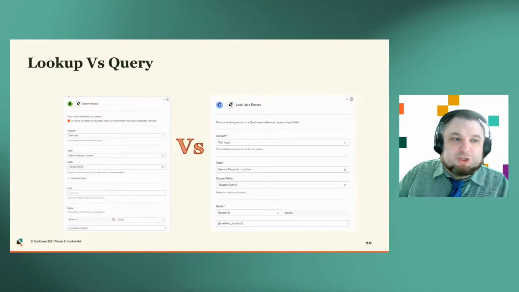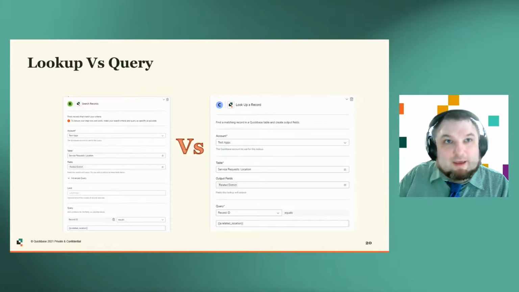So in general, lookups are going to be the more efficient way to do it if you only need one record and you know the record ID of it. If there's anything else more complicated than that, then you unfortunately have to use a query.